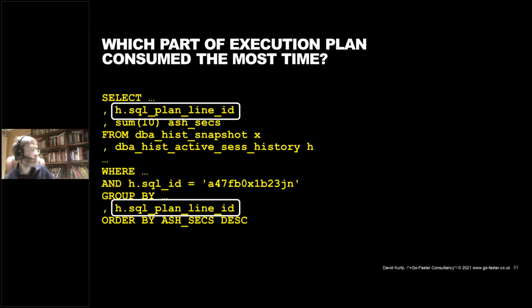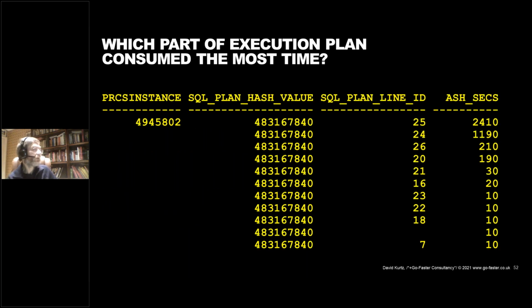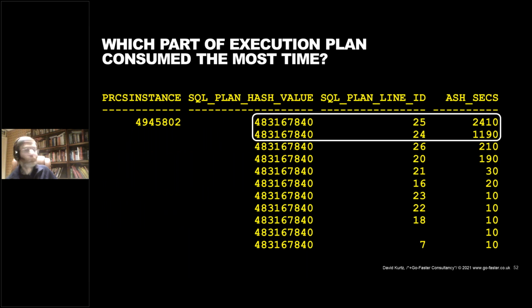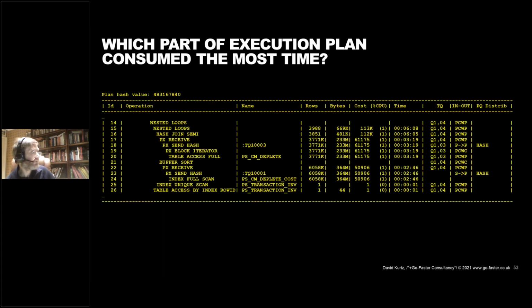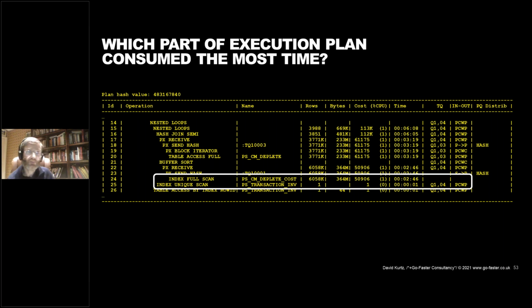So I group by SQL plan line ID. And now it's very obvious which two lines in my execution plan spent the most time, and that's the area I should focus on. So lines 24 and 25, here's my plan. It's these two lines. Whatever it is that's going on here, this took me the most time. Why? Doesn't matter for today's presentation. Now you're into analyzing SQL, and you've got to look at the execution plan. But ASH will lead you to the place where you need to dig further.